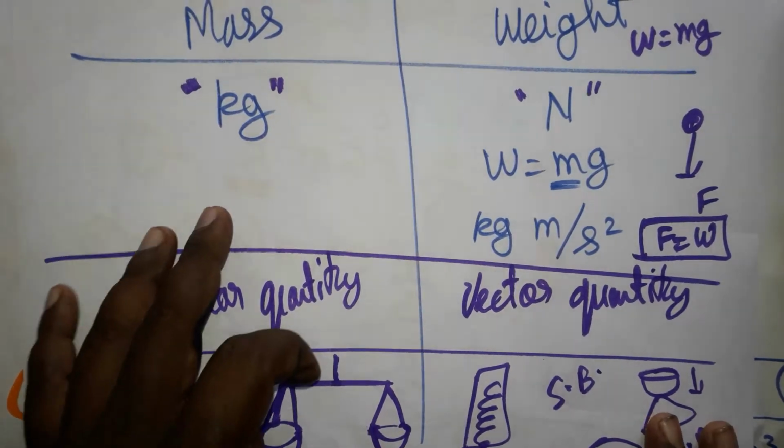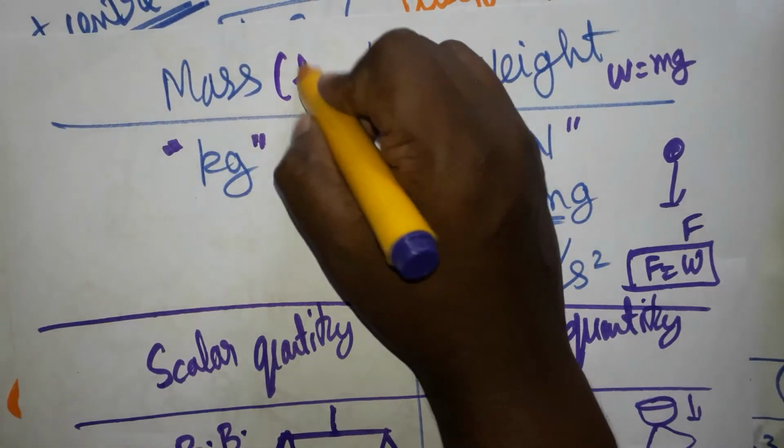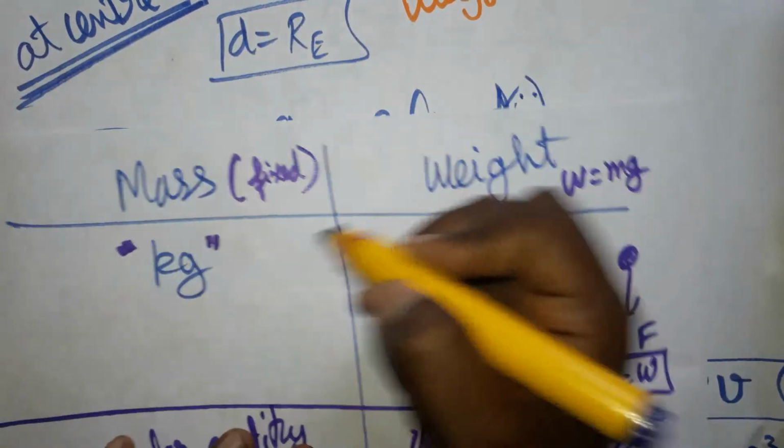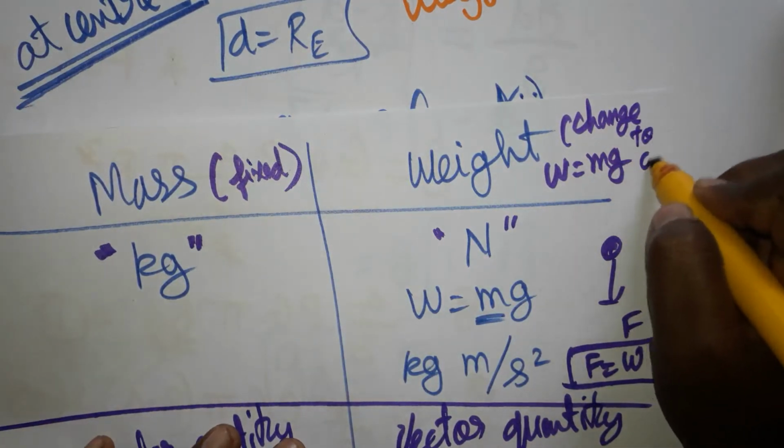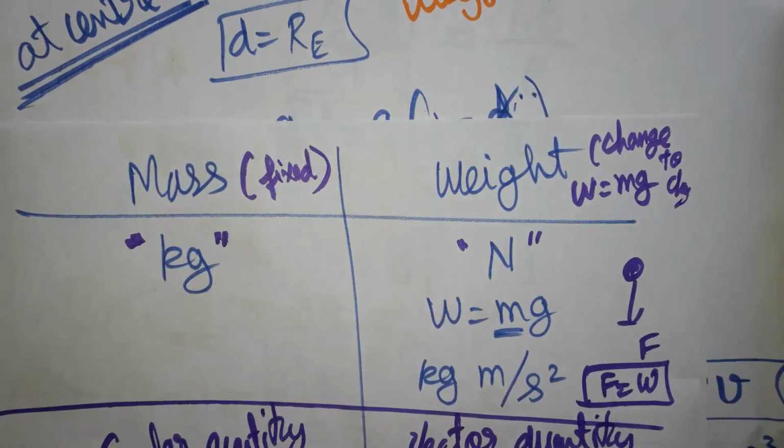Another thing: mass will be fixed. It is not going to change from place to place. Weight will change from place to place, because it changes according to the gravity. The mass value is a fixed one.